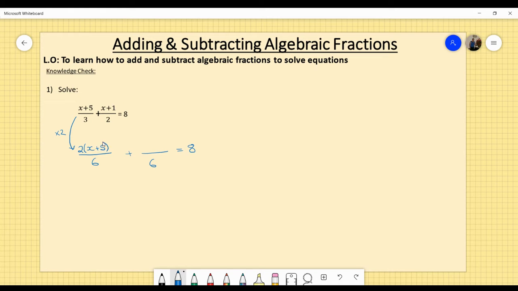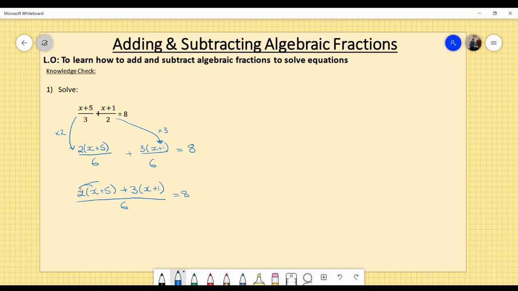And remember, you'll pick up marks if you show that you're going to multiply that rather than going straight for expanding the brackets. And with the second fraction, to get to this one, we've multiplied it by 3. So I'm going to have 3 lots of x plus 1. Then we can write our numerators in one long line. So I've got 2 bracket x plus 5 plus 3 bracket x plus 1 all over 6 equals 8.